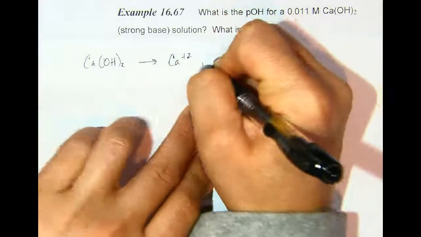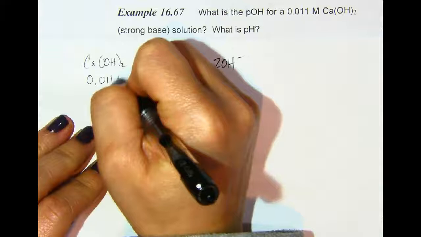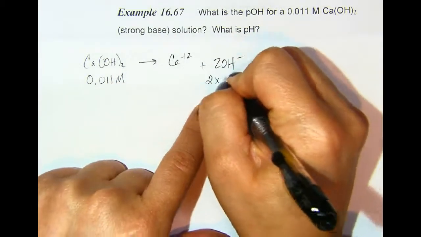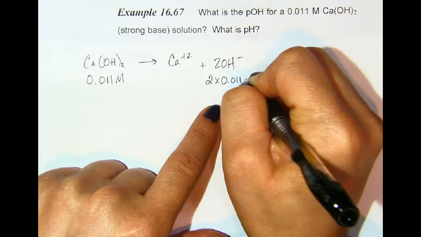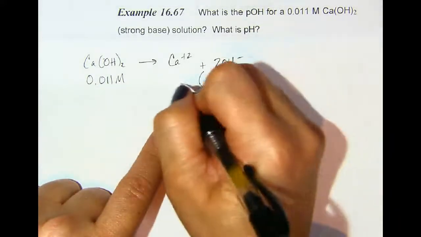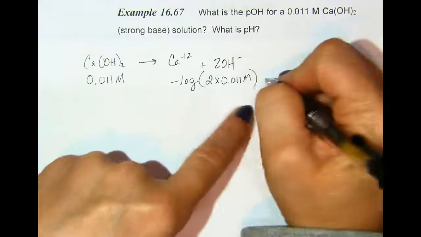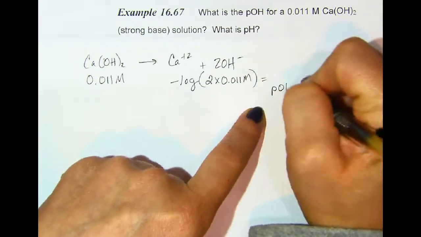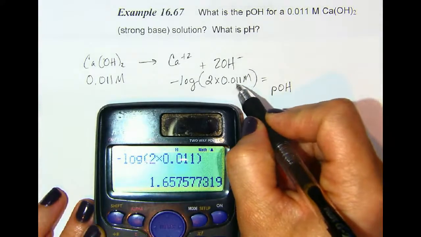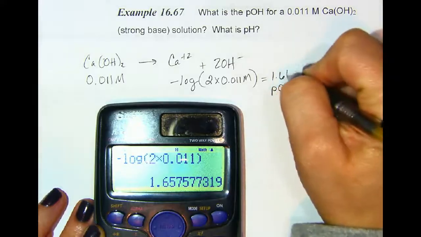So first we'll write the equation for calcium hydroxide. We'll get 1 calcium ion and 2 hydroxide ions. This is 0.011 molar, and since this is a 2, the concentration of hydroxide will be 2 times 0.011 molar. So we can take the negative log of 2 times 0.011 molar, and that would give us a pOH of 1.65. Remember, we actually have 2 sig figs here, so 2 decimal places, so 1.66 would be the pOH.